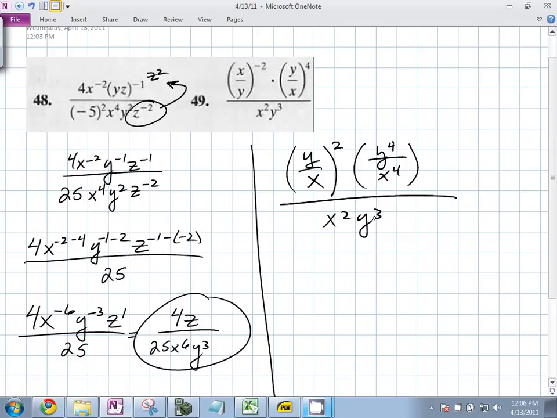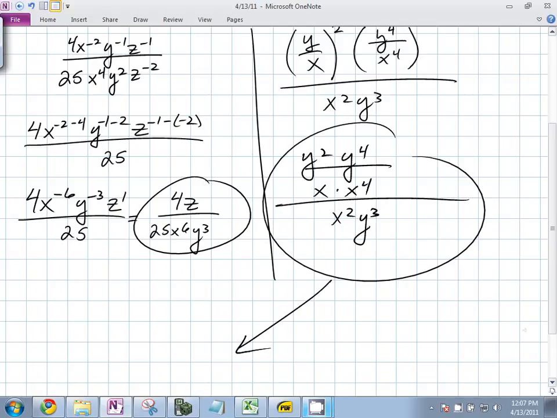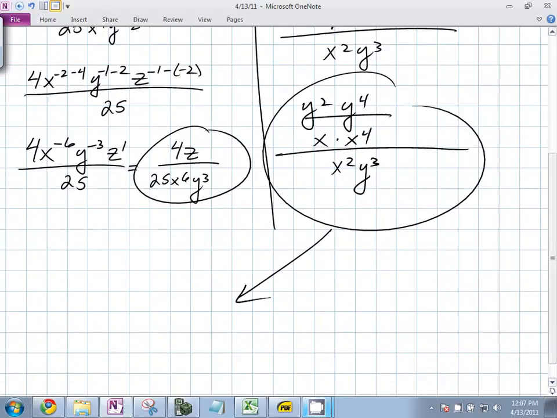What do I do with this one now? Yep, distribute the power. So y squared, y to the 4th over x times x to the 4th all over x squared y cubed. So what does that turn into? Well, dividing by something is the same as multiplying by a fraction. Get y to the 6th over x to the times 1 over x squared y cubed.